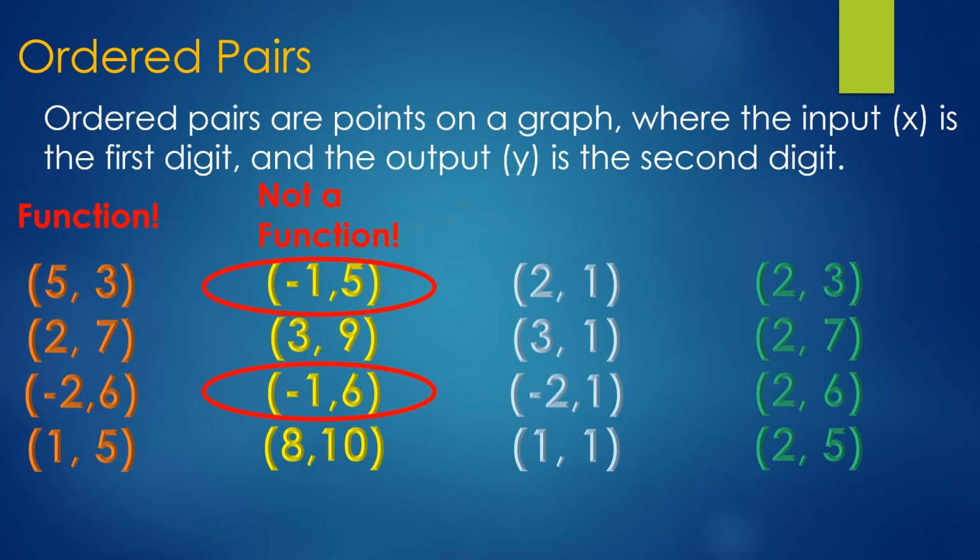Now let's look at the silver set. With the silver set, we see that all the y's are the same. But if you remember from our discussion on tables, the y's can be the same. So that's okay in this situation, because every x gives us exactly one y, which means that this is a function. When you look at the last set, we have 2, 3, 2, 7, 2, 6, and 2, 5.